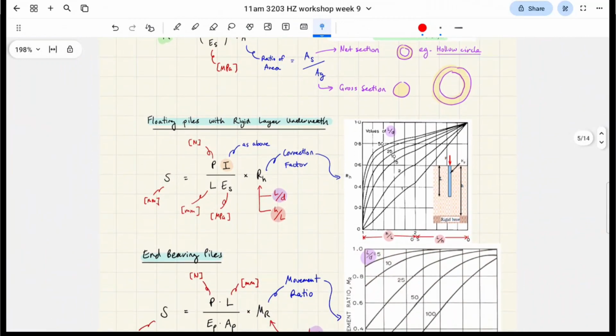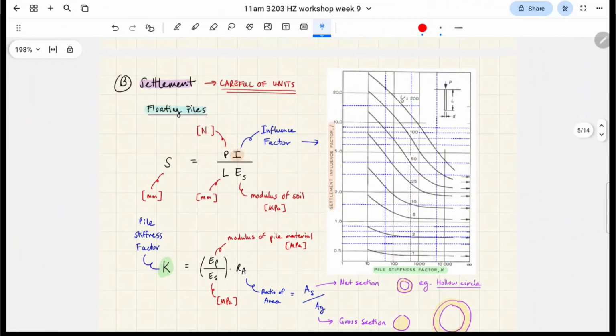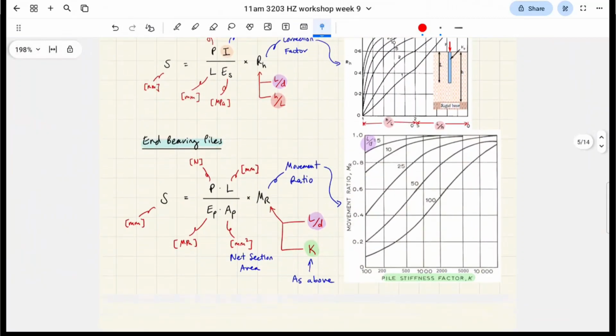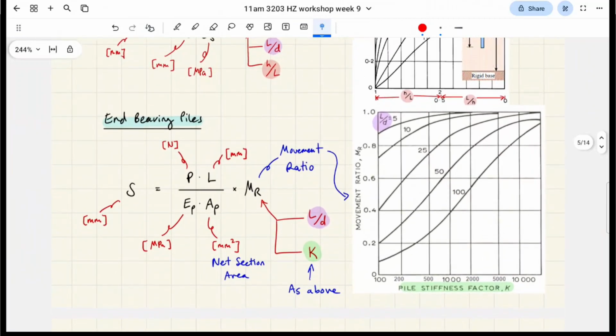Okay, so we talked about floating piles, right? Which again is just piles, and this will be, for example, in sand, and we're talking about the settlement here. But you can have a few different cases. So that's a floating pile where it's just sitting in the sand, and there's no rigid rock layer or anything like that.